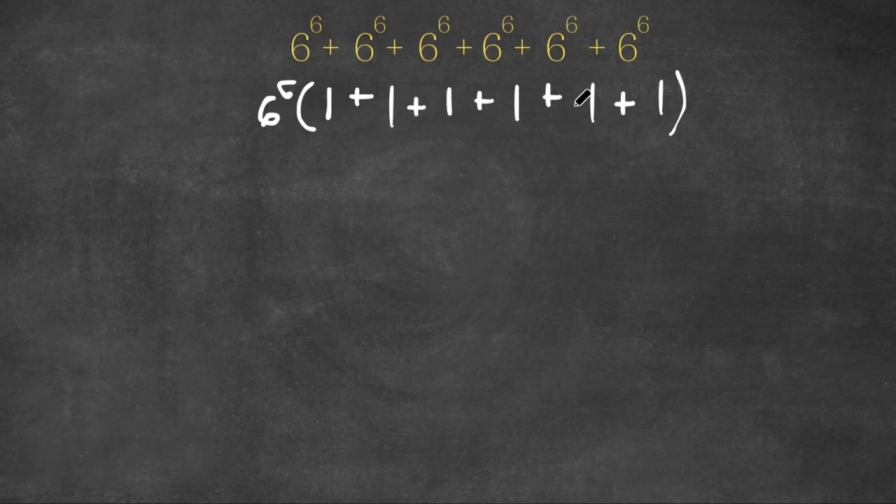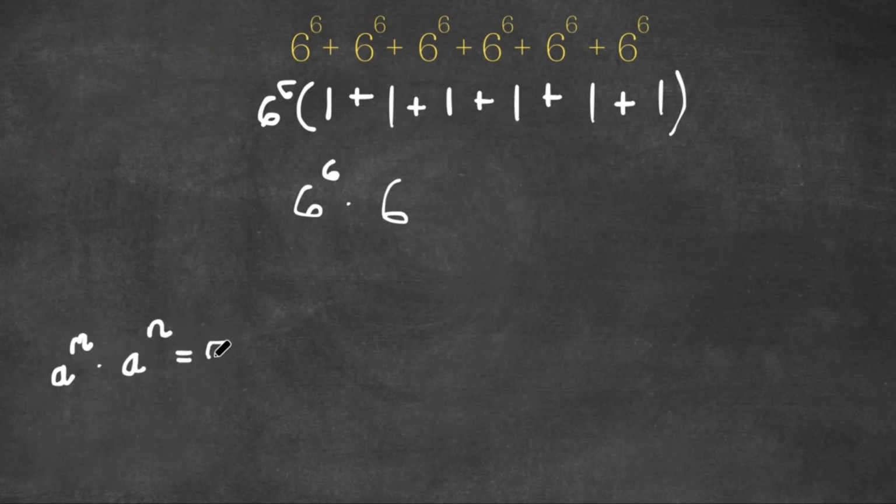The sum of all these ones is 6. So now we have 6 to the power of 6 times 6. And whenever we're multiplying exponents, let's say we have a to the power of m times a to the power of n, all we do is we simply keep the base the same and we add the exponents. So this would be a to the power of m plus n.